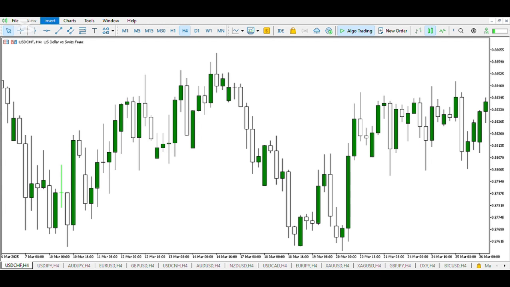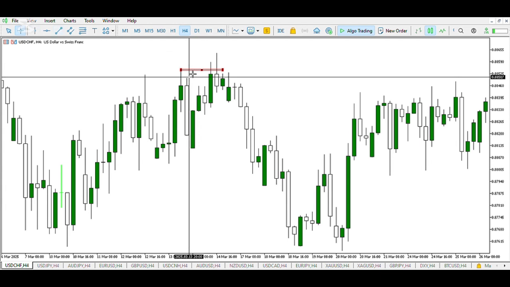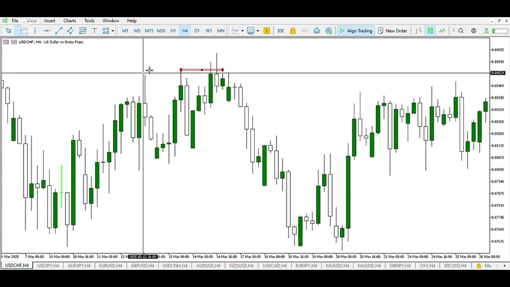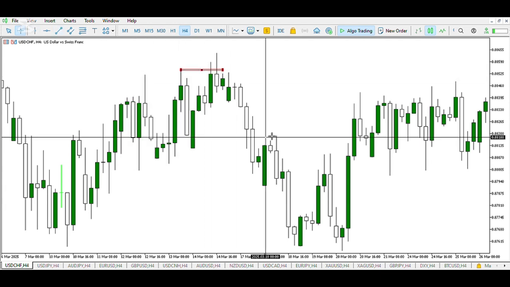We can see right here this liquidity was taken with a 3-hit pattern. You can see the first hit, second hit, and price reversed. So week in, week out, that is how the market moves.